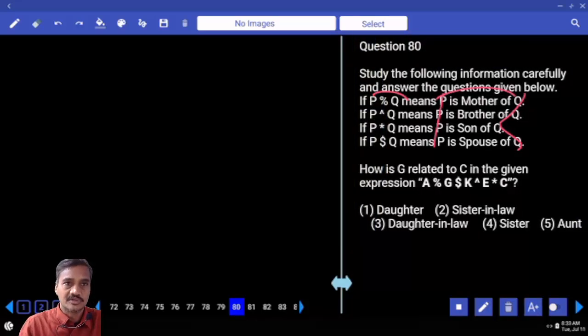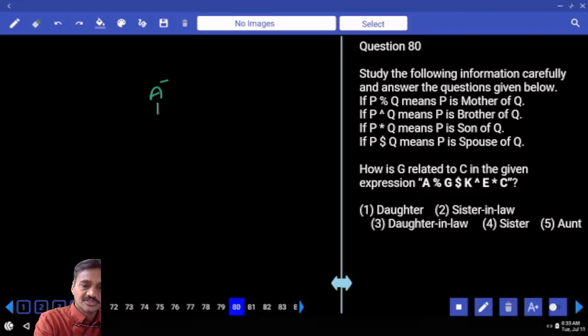P2Q or not, isn't it? Then A percentage stands for A is the mother of G. Now this A is the mother of G, and G dollar means G is the spouse of K. G and K are married to each other. And K power means K is the brother of E.